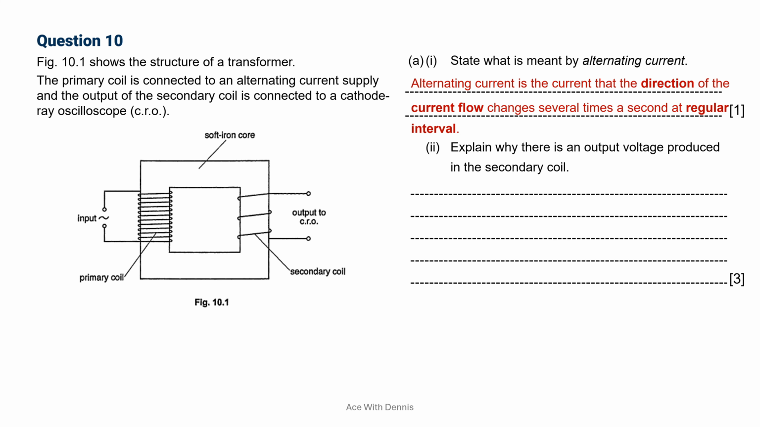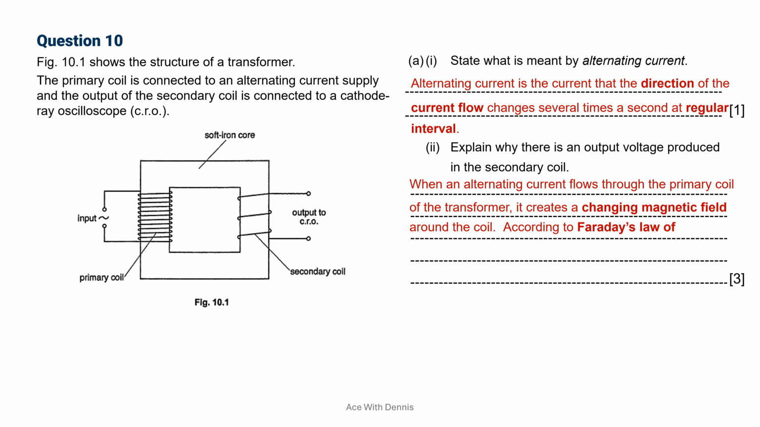3 marks. So this question carries quite a high marks, which is 3 marks here. You need to explain in detail how the voltage is produced in the secondary coil. So there are a few pointers that you need to mention here, and I bold the important keywords in the answer here. Okay, so when an alternating current flows through the primary coil of the transformer, it creates a changing magnetic field around the coil. According to Faraday's law of electromagnetic induction, this continuous changing magnetic field induces a voltage in the secondary coil.